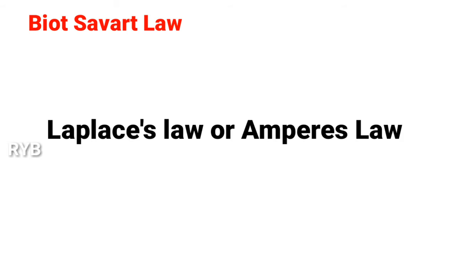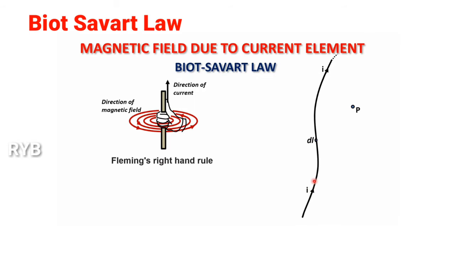Biot-Savart's law is also known as Laplace's law or Ampere's law. That is another name for Biot-Savart's law: Laplace's law or Ampere's circuital law. Ampere's law, it is also called as.